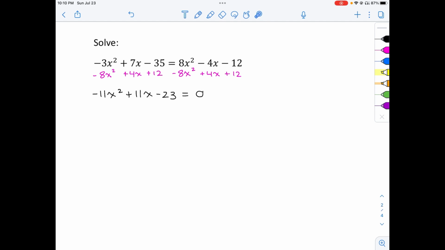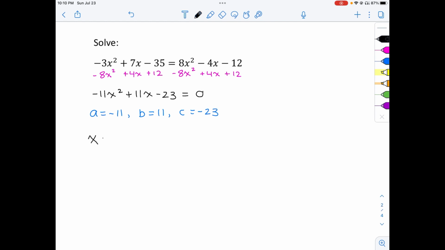So first I'm going to look and see, can I factor it? The first two you can divide by -11, this one you cannot. So we're going to use the quadratic formula, so I'll have A equals -11, B equals 11, C equals -23. Okay, and then I'm going to fill everything in.